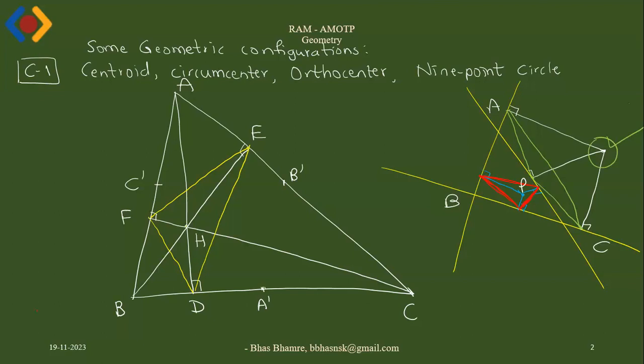Here H is the special point that is known as the orthocenter. Therefore, that pedal triangle is also termed as the orthic triangle. Such a pedal triangle is termed as an orthic triangle. Okay, I hope it is clear.